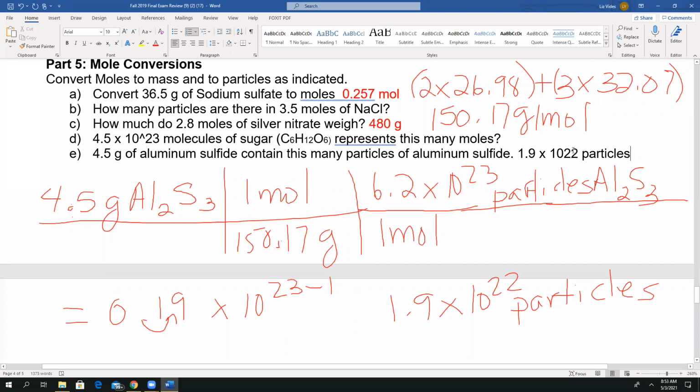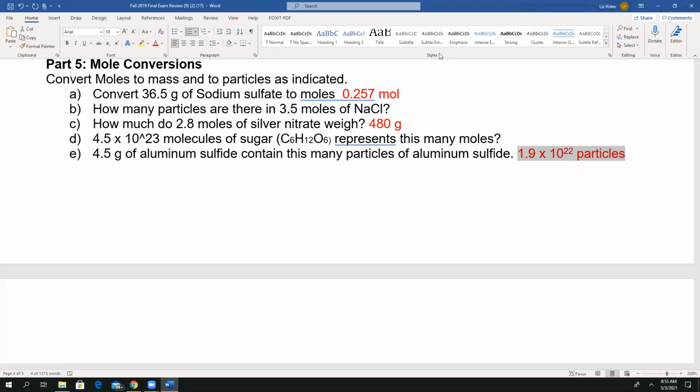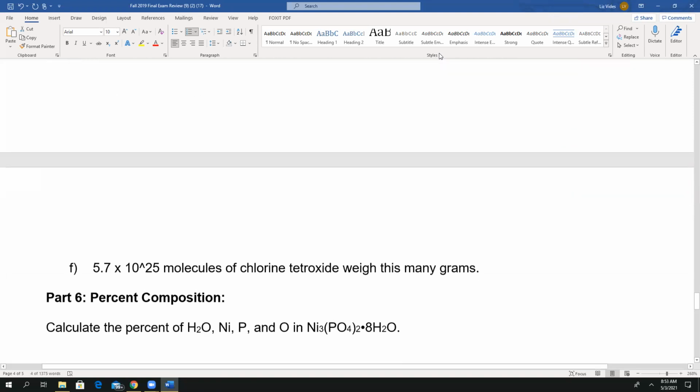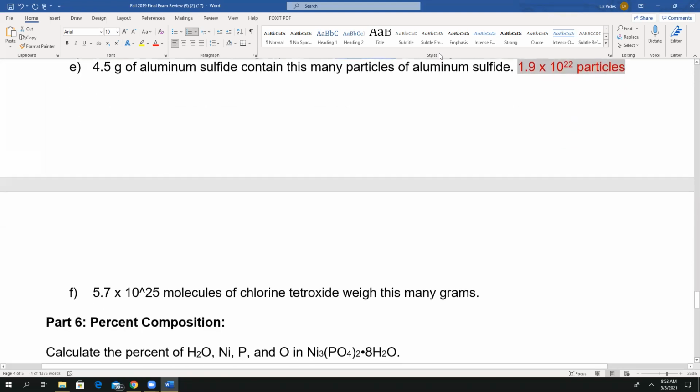So I'm just gonna write this up. What's your answer? It's gonna make it red, that's all. Okay, and that's how you did it. You have to do molar mass a lot of times. Molar mass is like a necessity in these things.